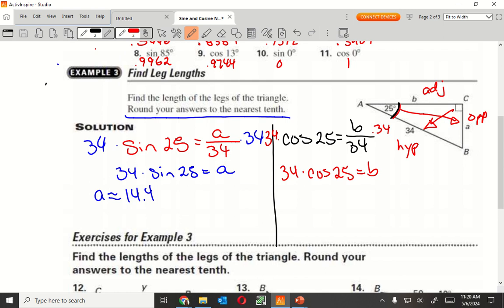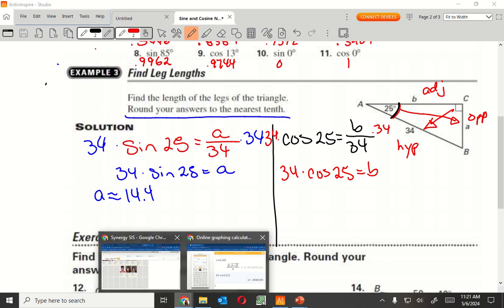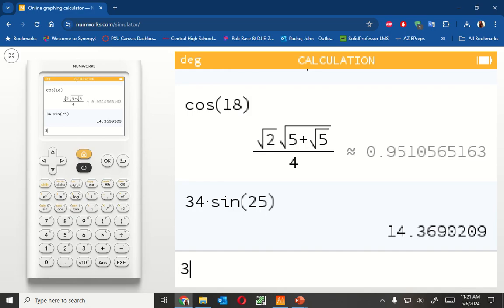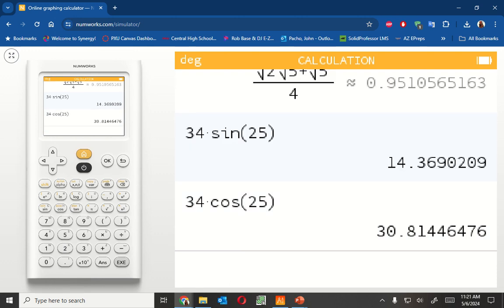Since b is now by itself, I can plug the rest of that in the calculator. So 34 cosine 25. And little b is going to be 30.8.